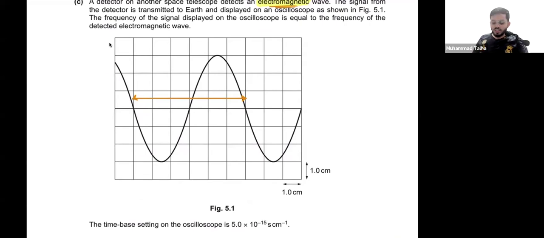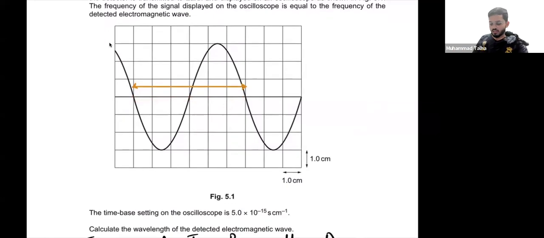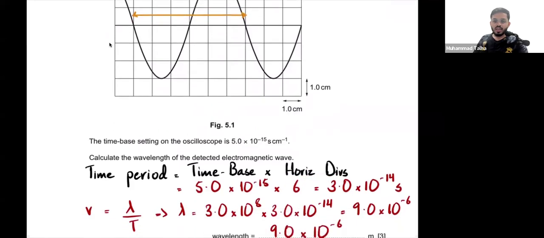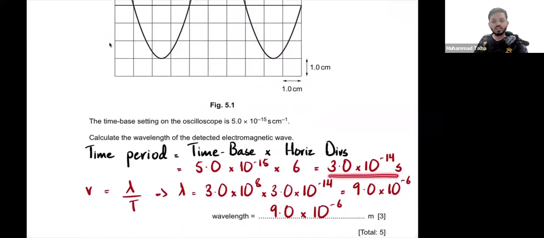Because you're going to find the time period, you know horizontally this entire thing is what the time period looks like. So for the time base, you just multiply by the divisions, by the distance here. This is 5 × 10^-15. I just multiply it by the horizontal divisions, which in this case are these 6 boxes, which is also 6 centimeters. And I get this as the time period.